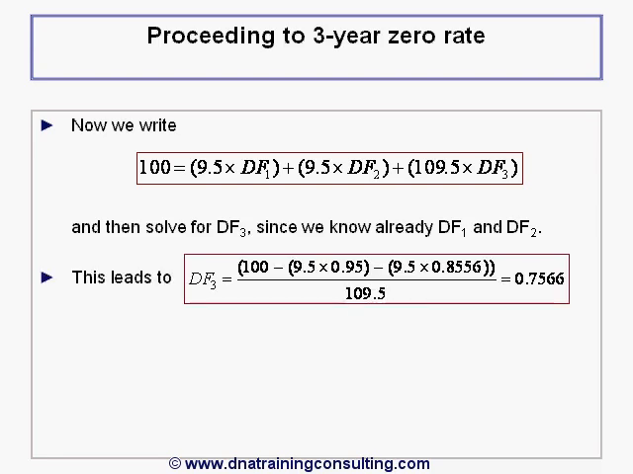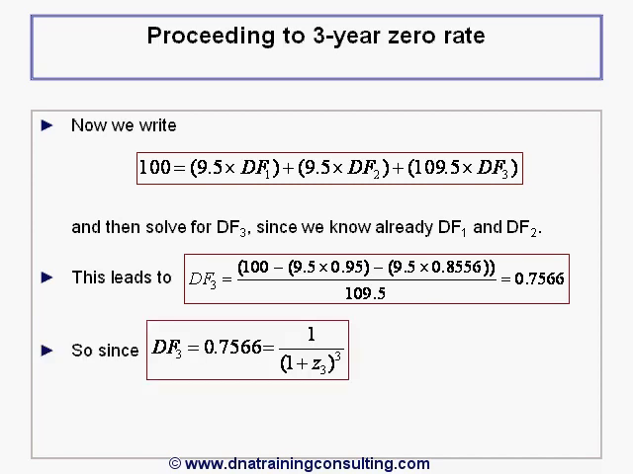This leads to df3 equals, we've simply rearranged the terms of the above equation, so df3 equals 0.7566 appearing on the right of the rectangle. And since, by definition, df3 equals 1 over (1 plus z3) to the power 3, it follows that z3 equals 9.7435%.